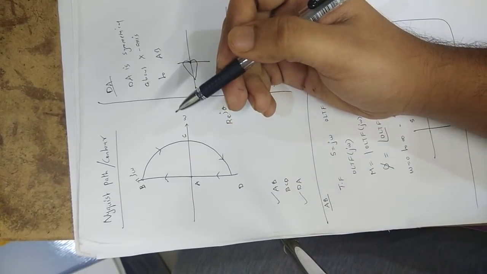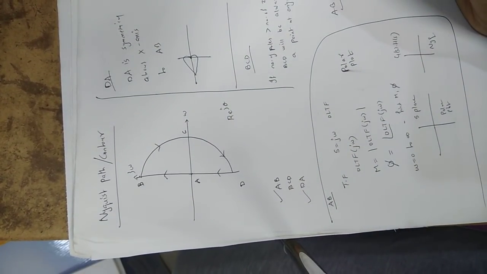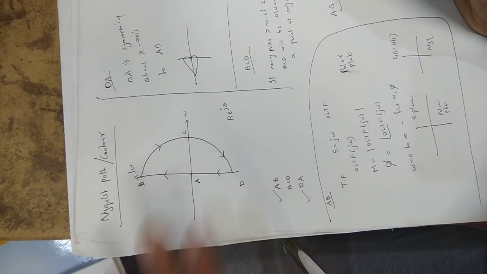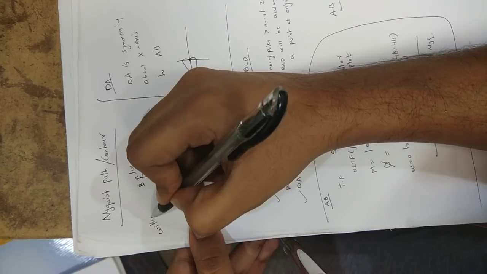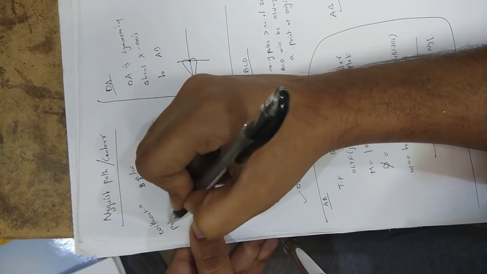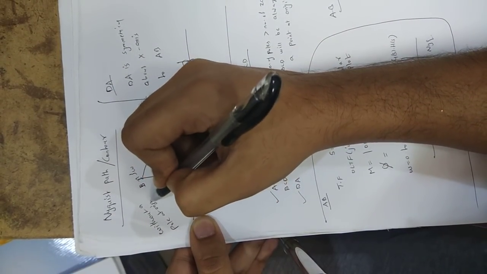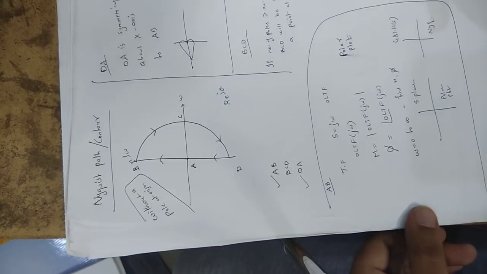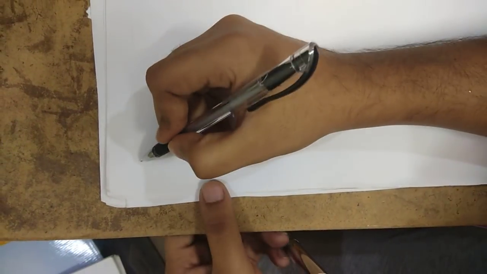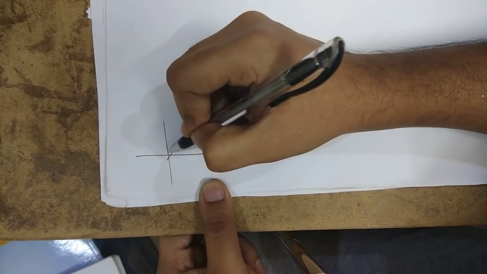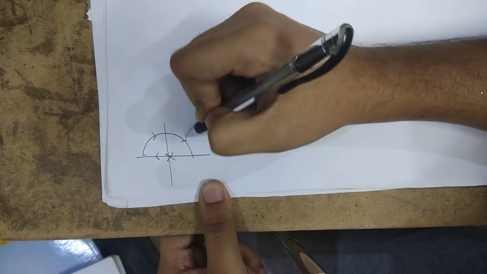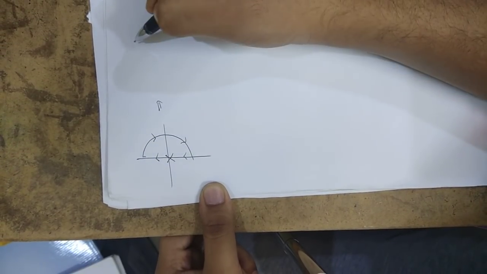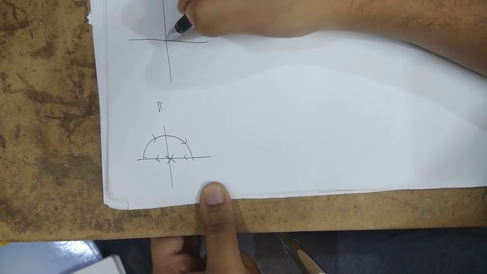So we can conclude that there are two cases in this Nyquist path: without a pole at origin, with pole at origin. This is without a pole at origin. So what happens when there is a pole at origin? This is the contour when there is a pole at origin. While plotting, we will avoid this part like this.